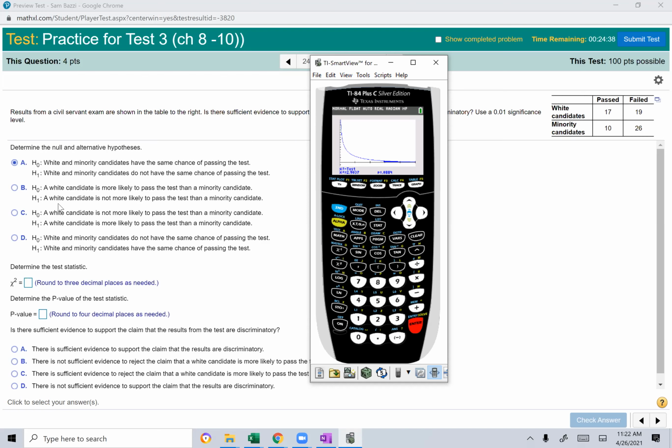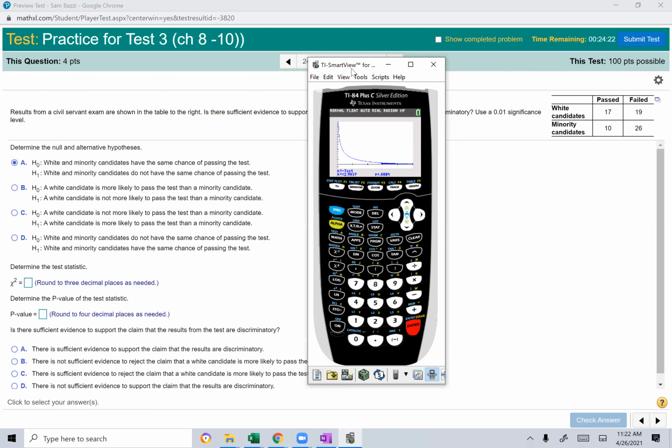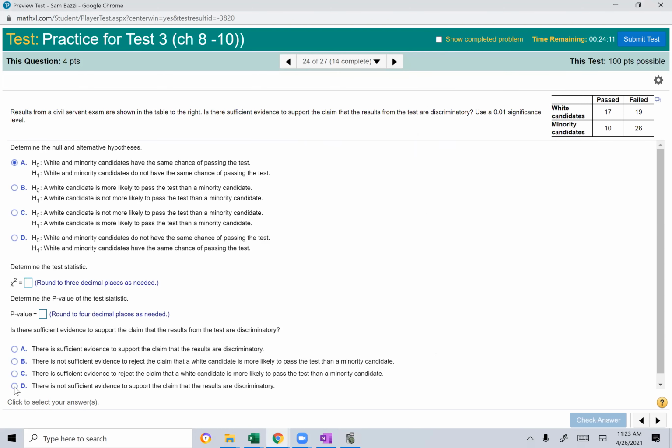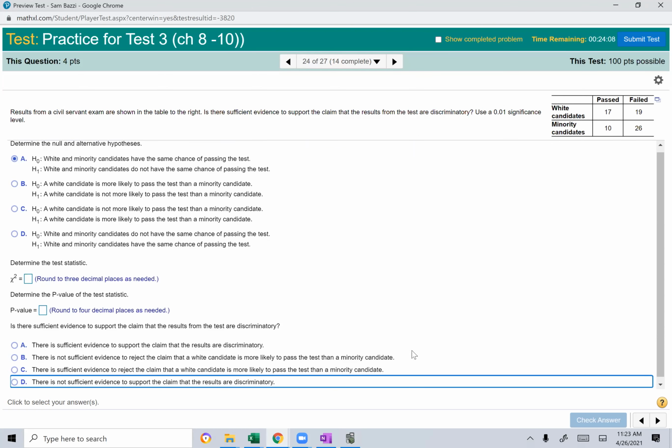So the claim is, we said the claim is they don't have the same chance. So there is not enough evidence to support the claim that white candidate... there's not sufficient evidence to support the claim that the results are discriminatory. It's right here, guys. Okay. Any questions? Next.